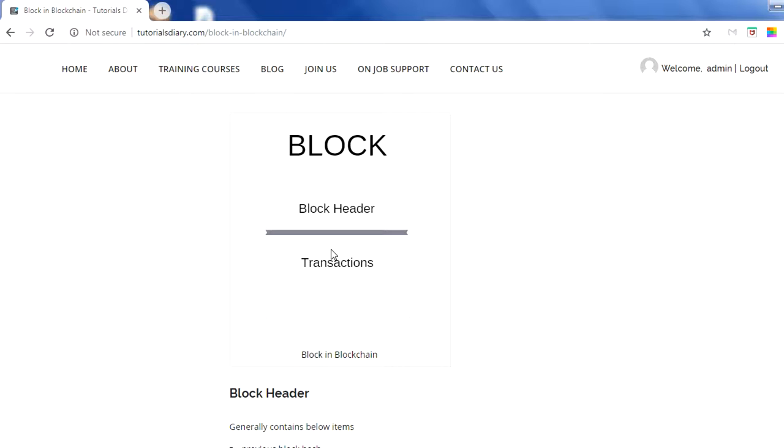This session is again generic. It is not confined to any specific platform. In the next video, we'll talk about the block structure specifically in Bitcoin. There we'll see some differences from this standard structure, what extra things we have, and how they are helpful in a Bitcoin block structure.